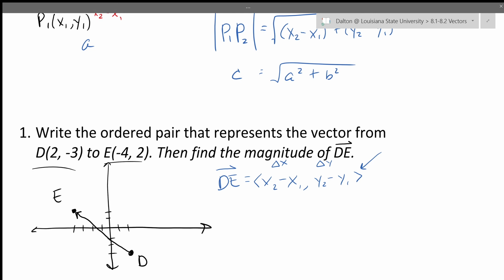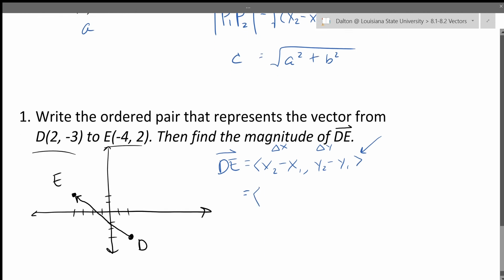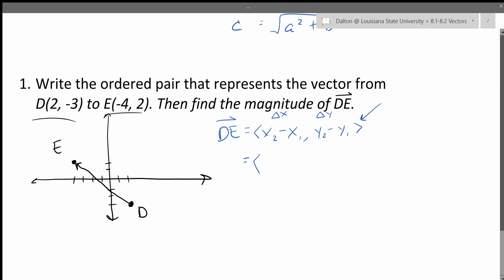Again, vector notation uses these arrow brackets instead of typical parentheses. So then when we plug in our values, x2 minus x1, typically it doesn't matter, like back in geometry when you did distance formula, it doesn't matter which coordinate you call the first one and which one you call the second one. But because vectors have direction, it is important that we call D, since D we know is the initial point, coordinate x1, y1, and that E is called x2, y2.